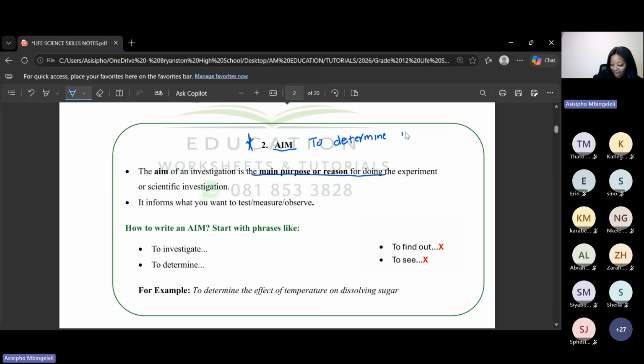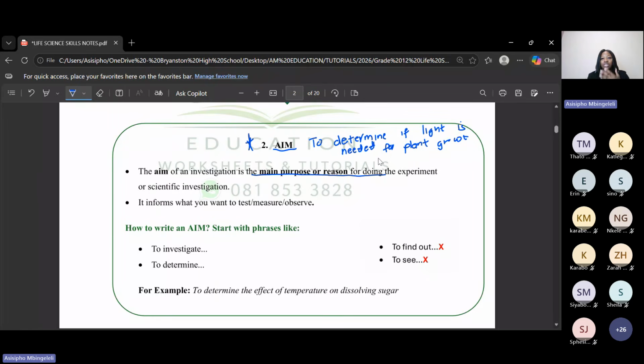So my aim of the investigation is to determine if light is needed for plant growth. Now, that is my aim, right? To determine if light is needed for plant growth.